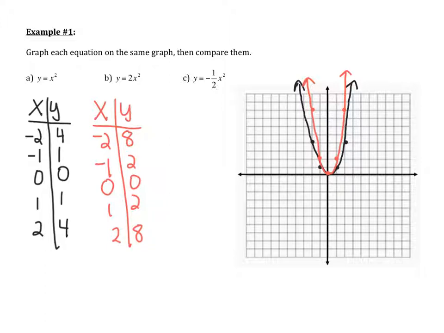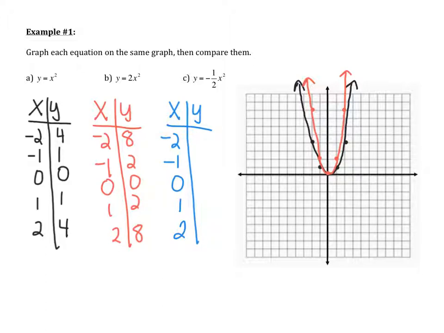Now for part C, we're going to take our x squared and then do half of it and then make them negative. So again, we can take these numbers from our original T-chart, take half of each one of those and then make them negative. So our T-chart will look like this. Again, we'll go from -2 to +2.